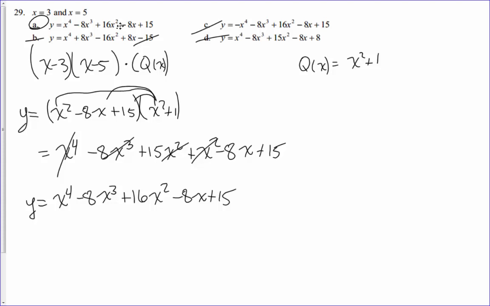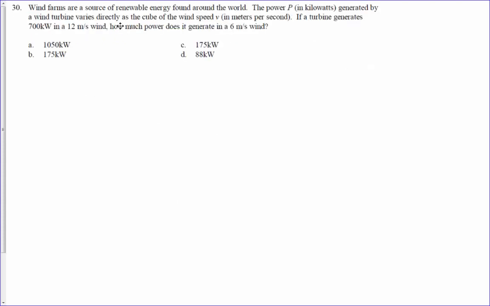So that's 29. Now let's do number 30. It says, wind farms are a source of renewable energy found around the world. The power P in kilowatts generated by a wind turbine varies directly as the cube of the wind speed V in meters per second. If a turbine generates 700 kilowatts in a 12 meter per second wind, how much does it generate in a 6 meter per second wind?